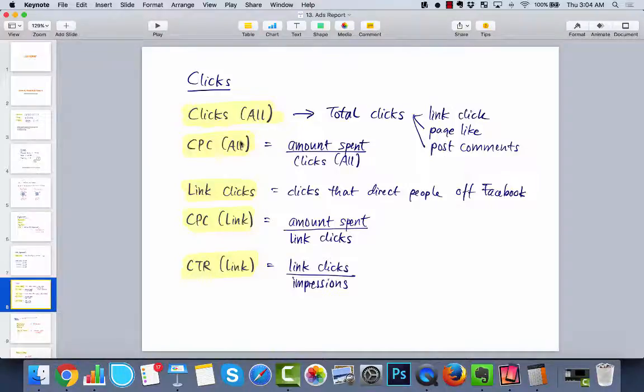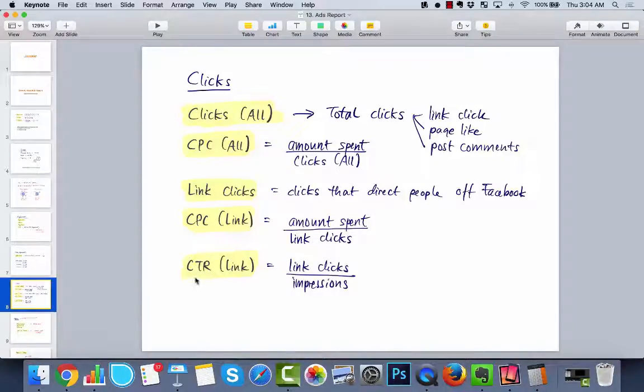Cost per click all is the amount spent for your ad divided by the number of clicks all. Then there's a metric which is link clicks, which means a click that directs people off Facebook to your website. So cost per click for link is the amount spent divided by the number of link clicks that happen.